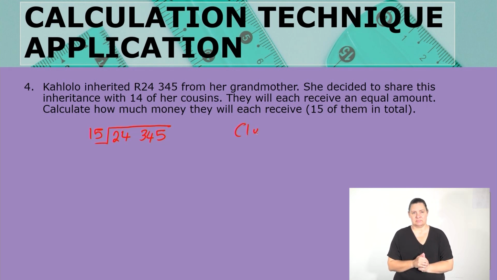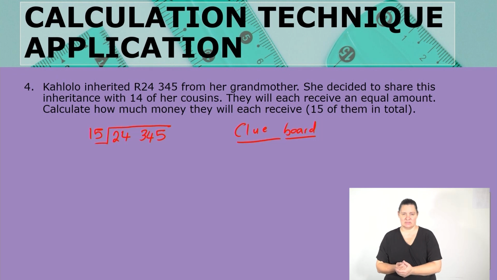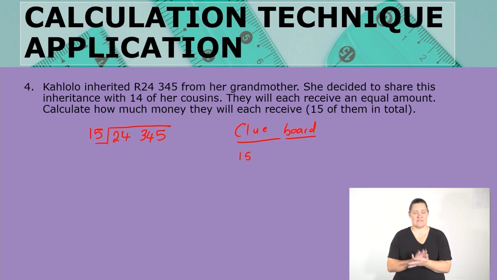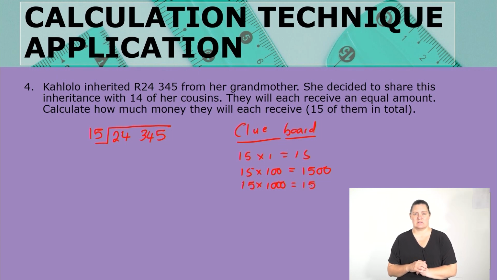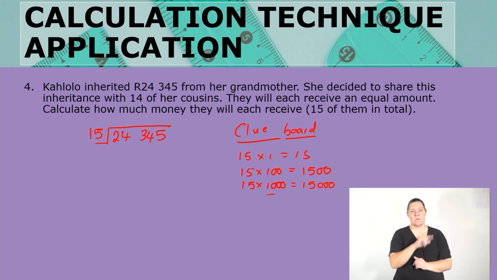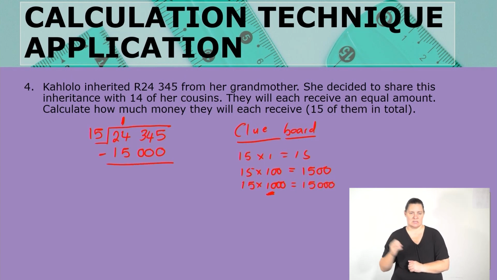So remember, when we are doing division, we are going to use our clue board to make things easier for us. So let's look at the multiples of 15. Now, we know that 15 multiplied by 1 is 15, right? 15 multiplied by 100 will be 1,500. Then 15 multiplied by 1,000 will be 15,000. I think maybe we should stick to that one and say, okay, let's use it. So because we multiplied by 1,000, this means that I am going to place a 1 over the thousands column. So 1,000 multiplied by 15 gives me 15,000. So our next step is to subtract.